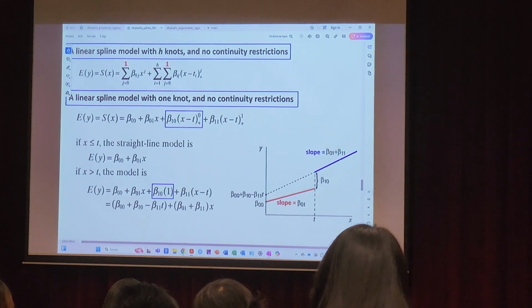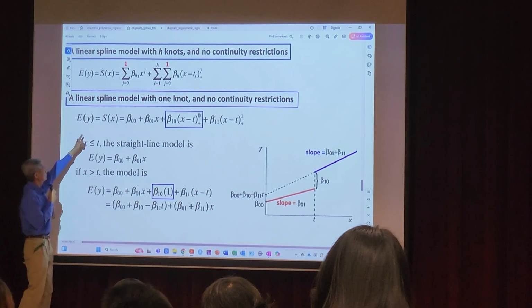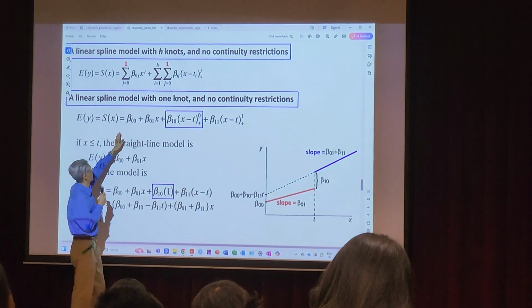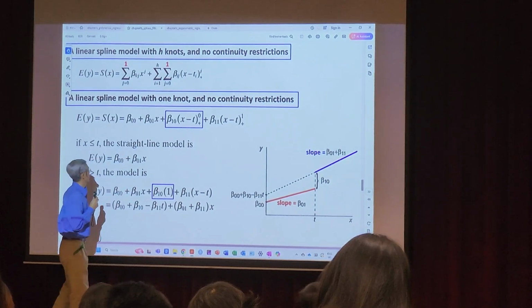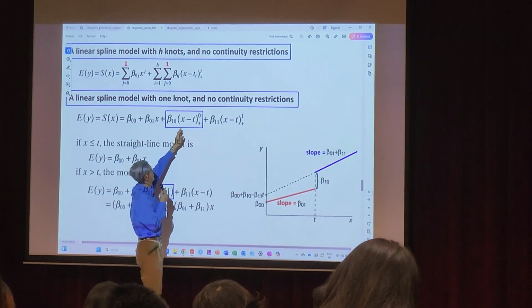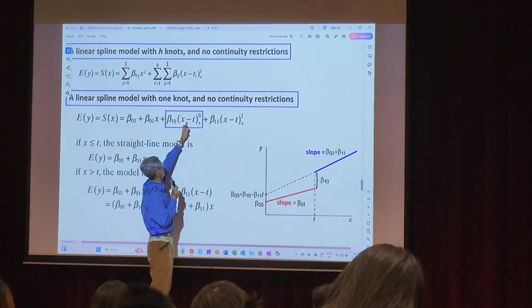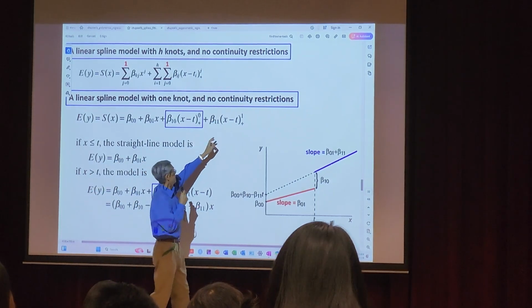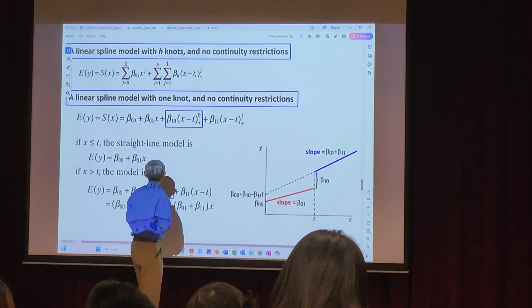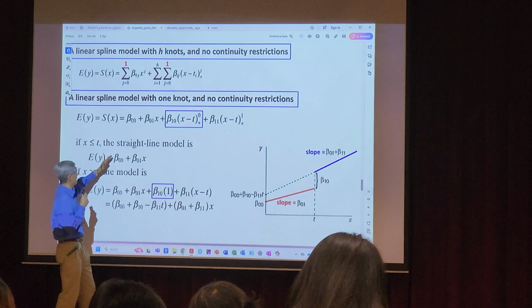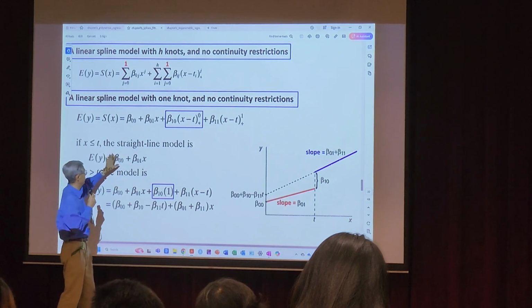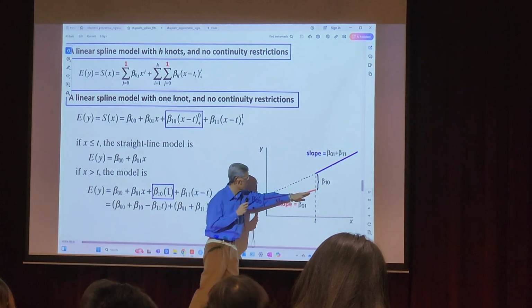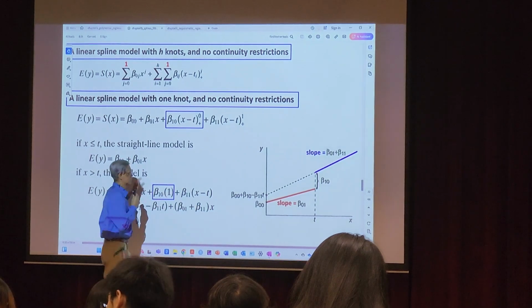So, that's the model. If x is less than t, then I get the base model, because this will be 0. This is 0. 0 to the power 0 is defined as 0. Remember that? And this is also 0. So for x less than t, I will have this equation here. A straight line model.